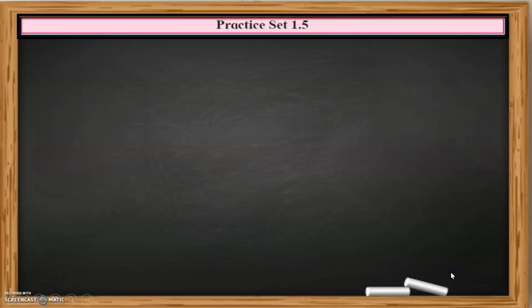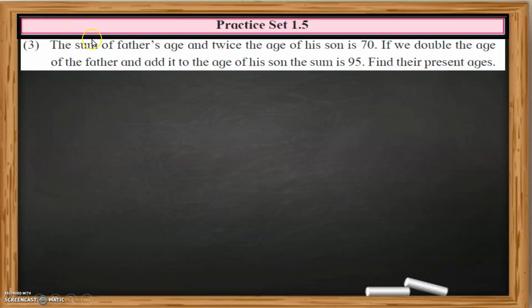Let's go to the next question, students. The sum of father's age and twice the age of his son is 70. If we double the age of the father and add it to the age of his son, the sum is 95. Find their present ages. Let's read the question once again. The sum of father's age and twice the age of his son is 70. If we double the age of the father and add it to the age of his son, the sum is 95.